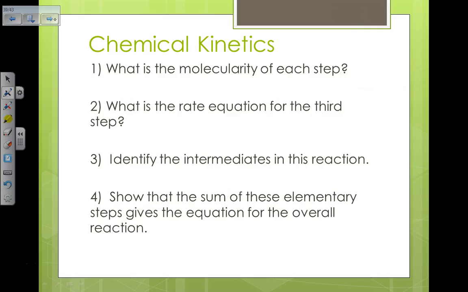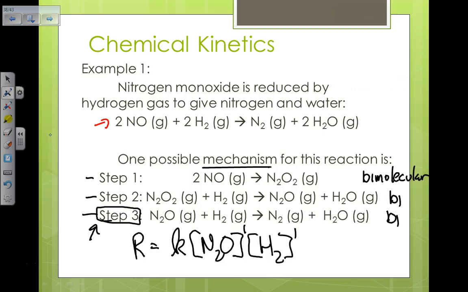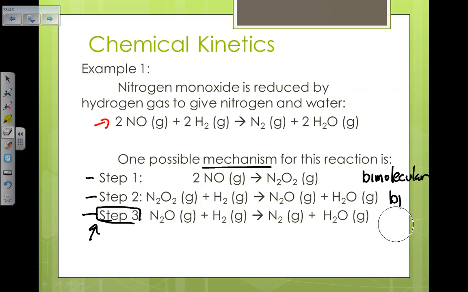And it says identify the intermediates in the reaction. The intermediates in the reaction are those things that are not reactants and not products.